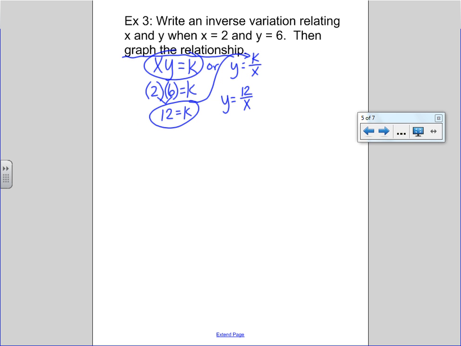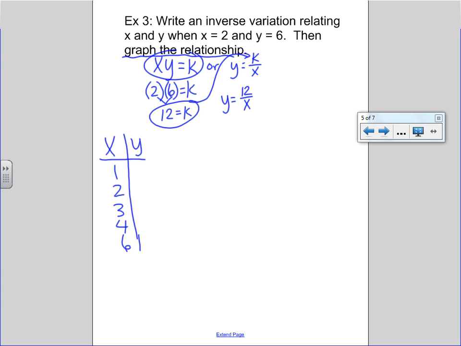In order for you to graph this, you're going to need to make a t-chart. So I have x and I have y. Here's my t-chart. I want to be smart about the way that I do this. I want to pick numbers that'll divide into 12 evenly and easily, so it's less work for me. I don't want to deal with a bunch of decimals and fractions. So numbers that will divide into 12 easily are 1, 2, 3, 4, 6. We'll just go with that.